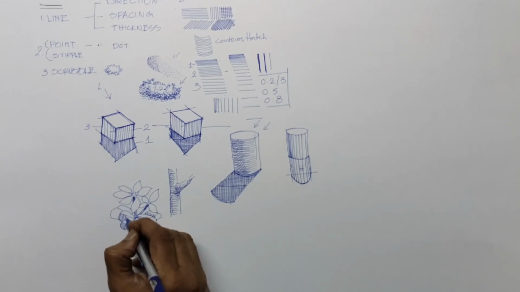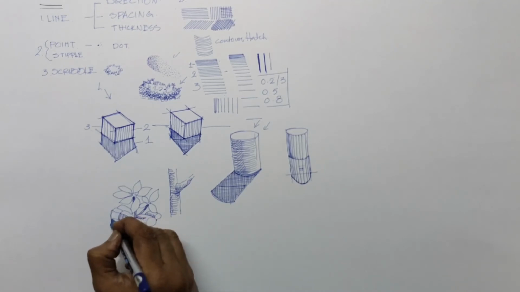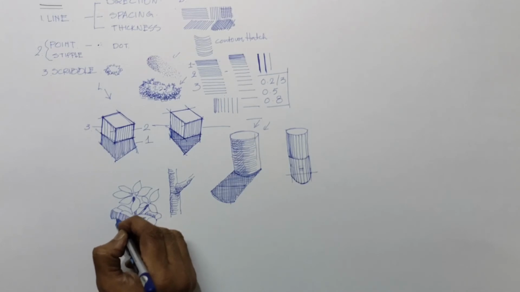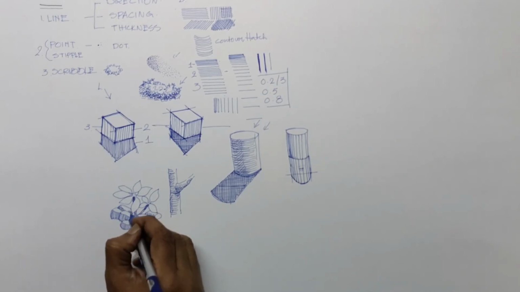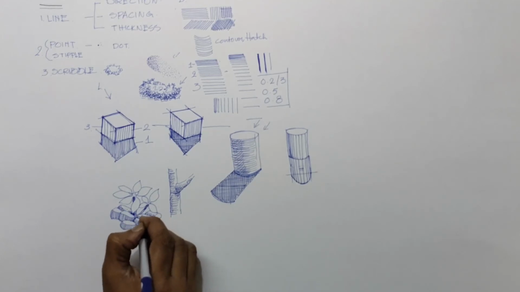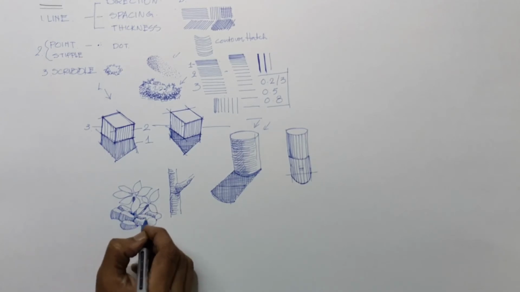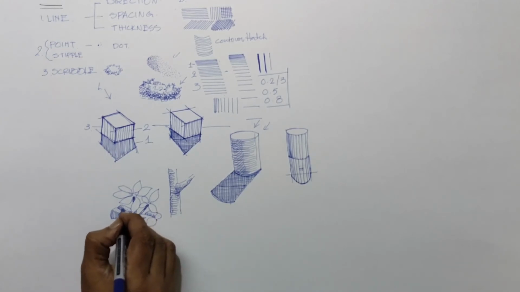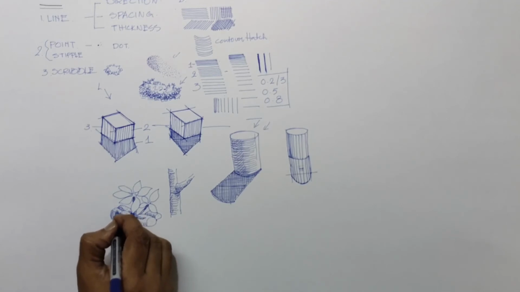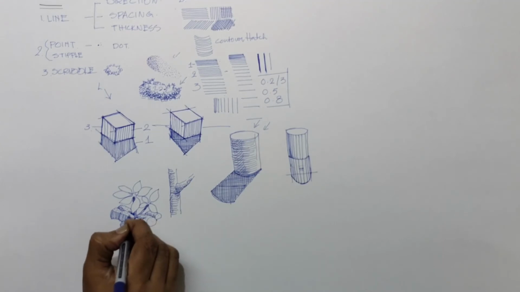Different, like that. What I am doing is putting some dots here and there, which is called stippling, to show that the surface is not smooth. It is a coarse surface. So I'm using the technique of stippling to show that this one is coarse.